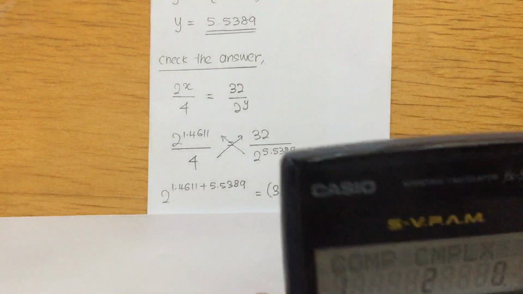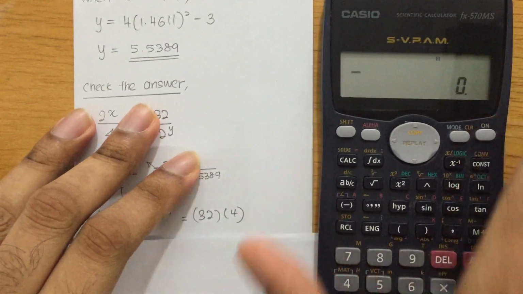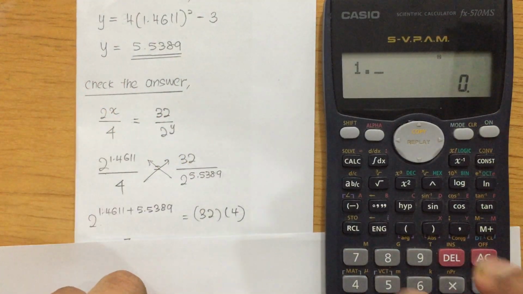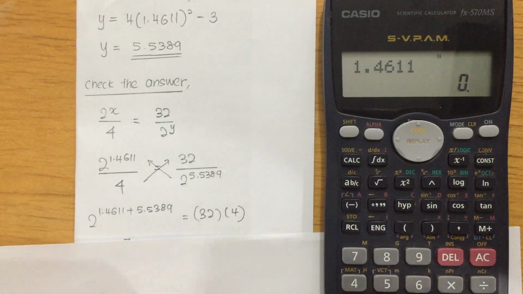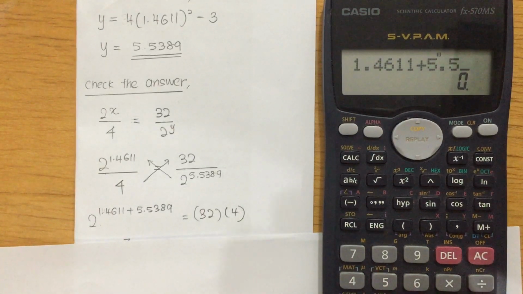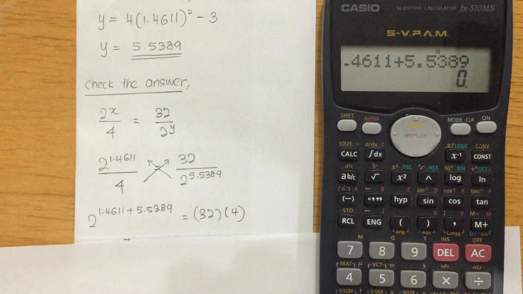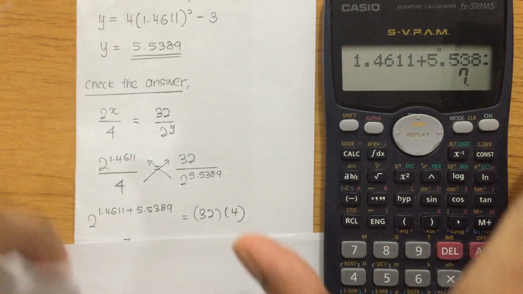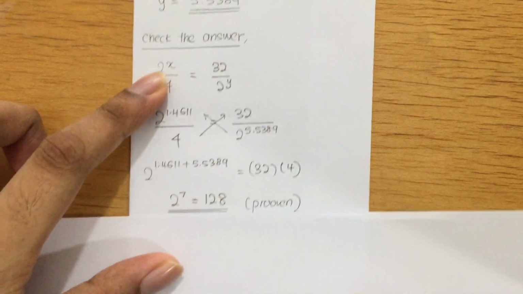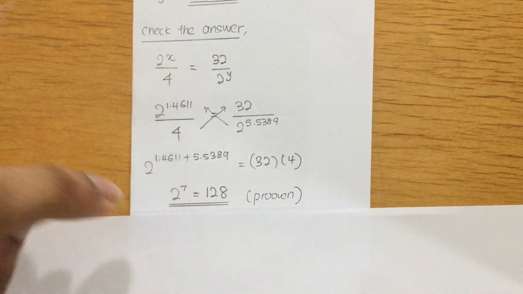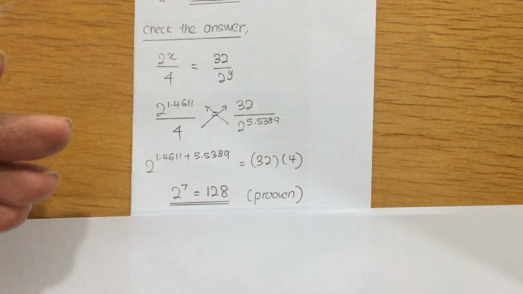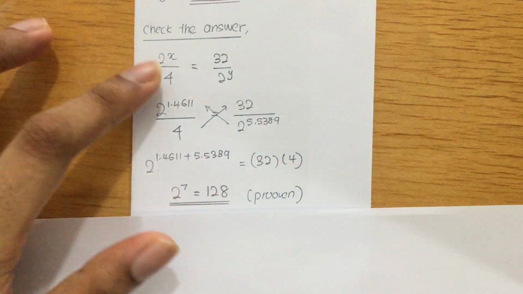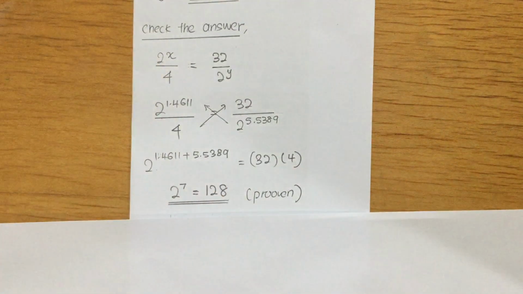So from here, 1.4611 you plus with 5.5389. Guess what you're going to get, guys? So you're going to get your answer is 7. So 2 to the power of 7 is equals to 128. So 128 is equals to 128. So it's proven over here, guys.